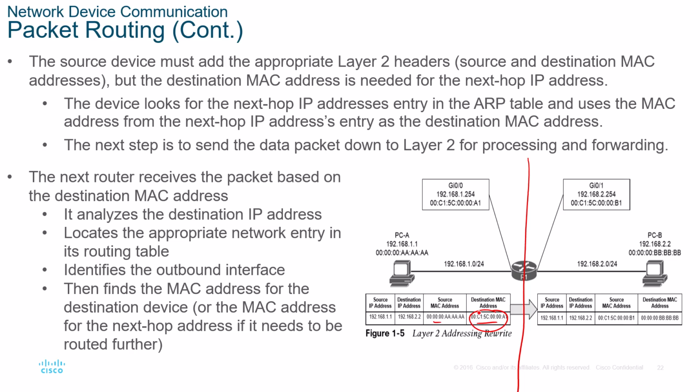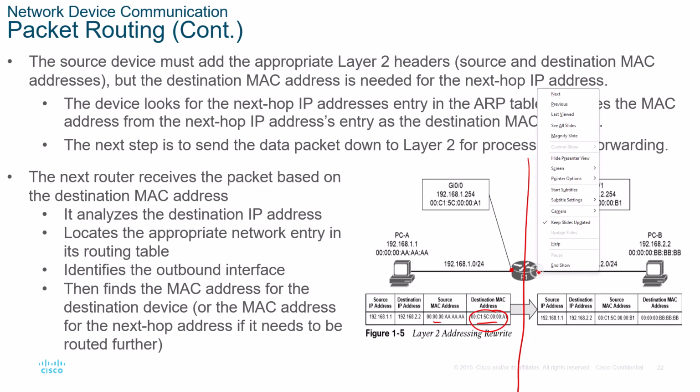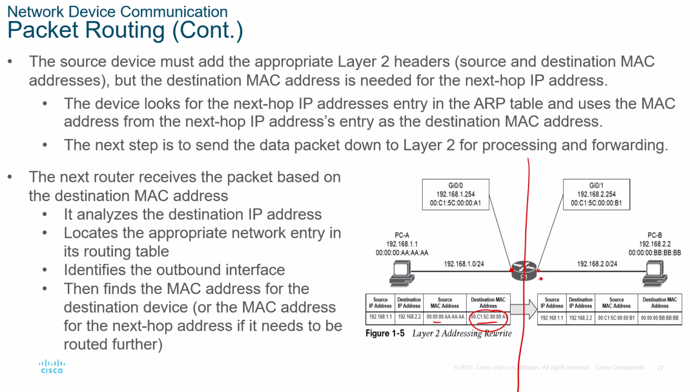This destination MAC is the default gateway interface, or the exit interface, or the router's address. Once it leaves the router, this interface will now be the source MAC, and this will be the destination MAC. Here, this is the source MAC. This is the destination MAC.